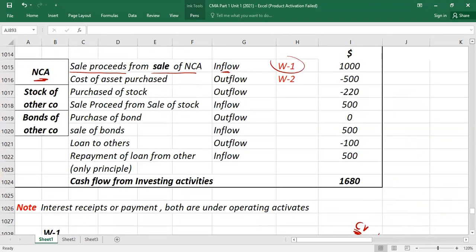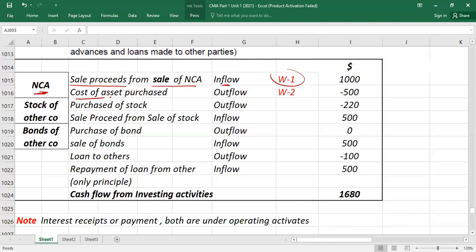Second, what do we need for investing activities? We need the cost of asset purchased. Obviously, you might have purchased certain assets during the year, so for that you have paid the money. So that should be your outflow. But maybe in your exam, the cost of asset purchased might not be given straight away. You have to work with it. So you have to refer to working two. How to get this value? Cost of asset purchased. Done? There we go, working two.